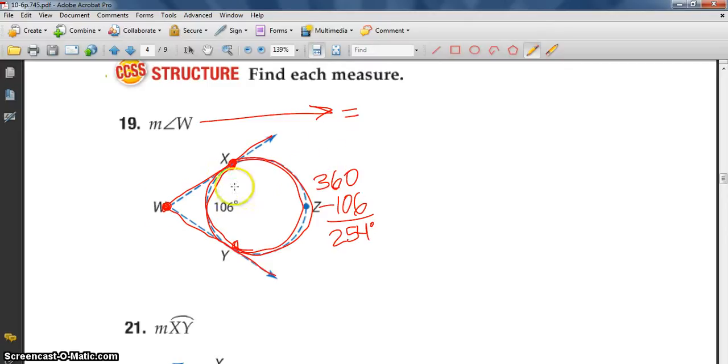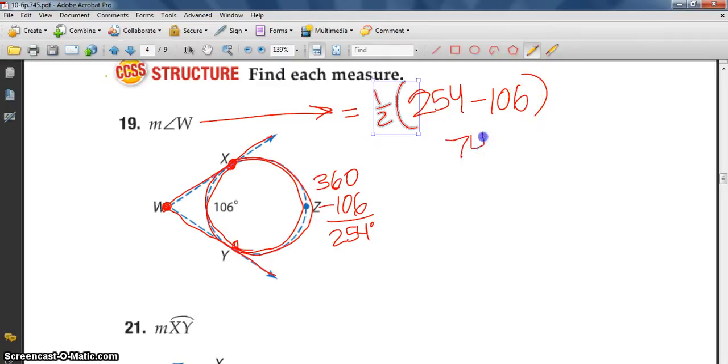Now you can set the problem up. So the angle outside of the circle is equal to half of the difference of the two intercepted arcs. The bigger arc first, 254, minus this arc closer to the angle, 106. So 254 minus 106 is 74, and half of that, oops, I'm sorry, got ahead of myself there. So 254 minus 106 is 148, and half of that is 74 degrees.